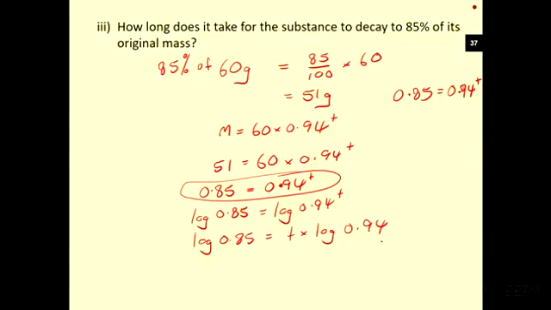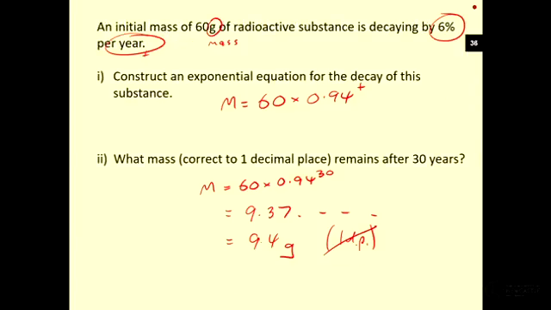Okay, so the t came to the front, and then I want the t by itself, so I'm going to divide both sides by log of 0.94. So the left stays log of 0.85, I'm dividing by log of 0.94 equals t, which gives me the answer t equals, now the units, just want to check, I forget, was years.